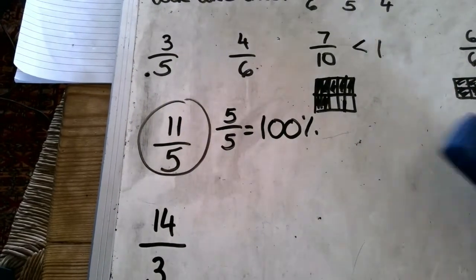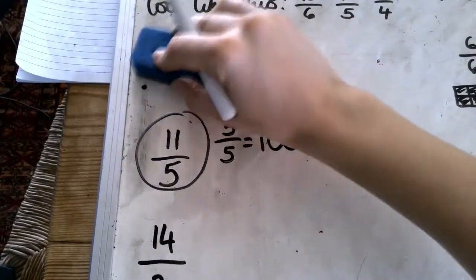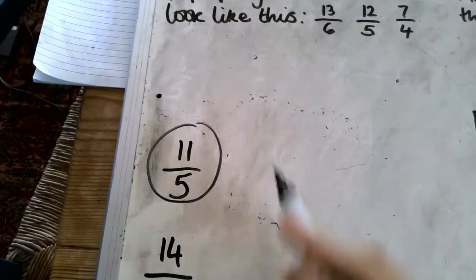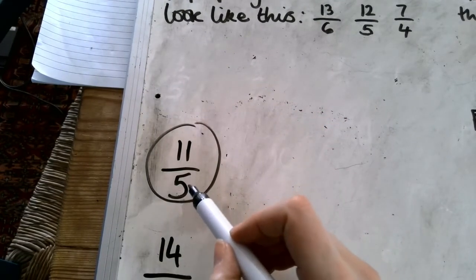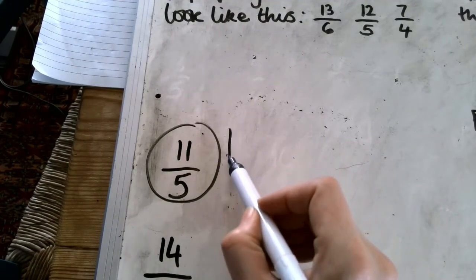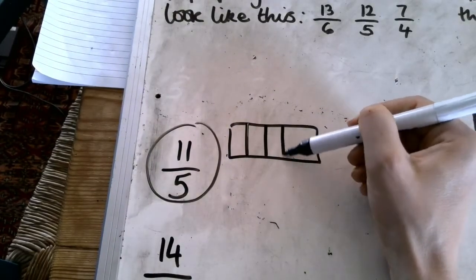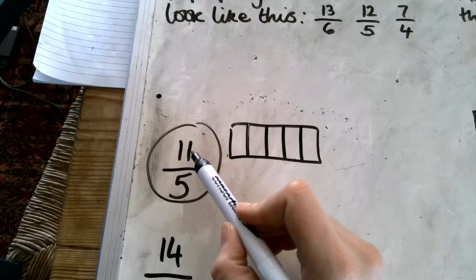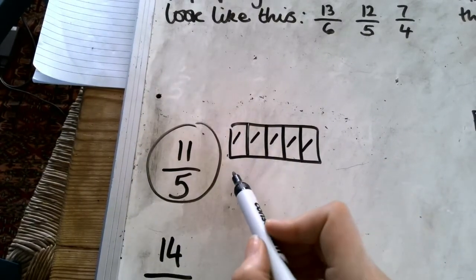So I'm going to draw it out to begin with to show you what 11 fifths looks like, and then that might help us convert it into a mixed number. Okay, so if I was to draw 11 fifths, I look at my denominator. That tells me how many parts my whole needs to be separated into. So my denominator is 5. So if I draw a rectangle, 1, 2, 3, 4, 5. I need to colour in 11 pieces. 1, 2, 3, 4, 5. Now that's not 11, is it?